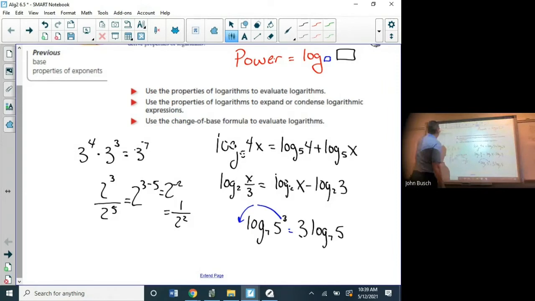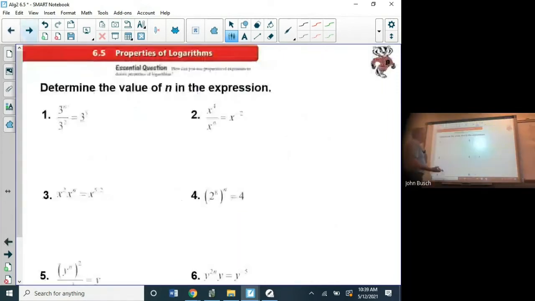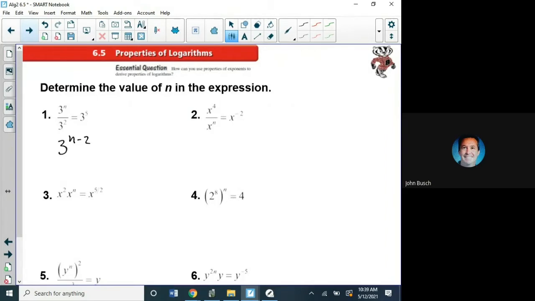Okay, so let's check out and see what we have here. Oh, and this is just reminding you of the rules, right? When you have 3 to the n divided by 3 to the 2, you can rewrite that as 3 to the n minus 2, right, a power rule, and that equals 3 to the 5th power. Now from here, you should be able to set up an equation to figure out what n's value is. Since the bases are the same, you can set the powers equal, and then solve for n, right, by adding 2 and getting 7.